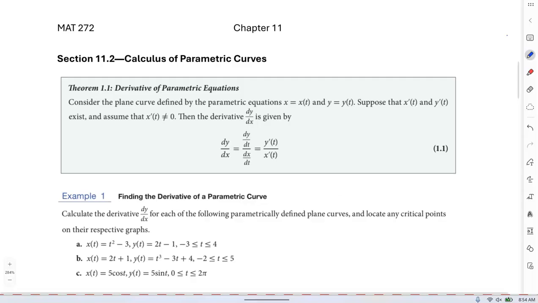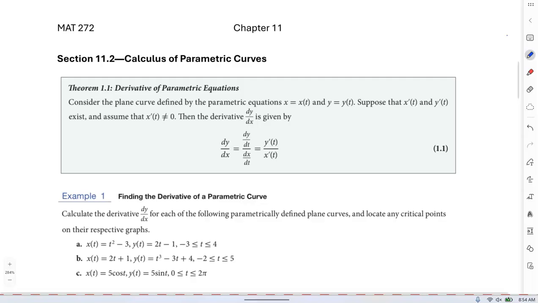So to find dy over dx, remember this is the derivative of y with respect to x. We don't need to solve this necessarily as y equals a function in terms of x. We could take the derivative of y with respect to t and then divide that by the derivative of x with respect to t. If you think about how fractions work, if we do keep, change, flip on this, we will get dx over dt.